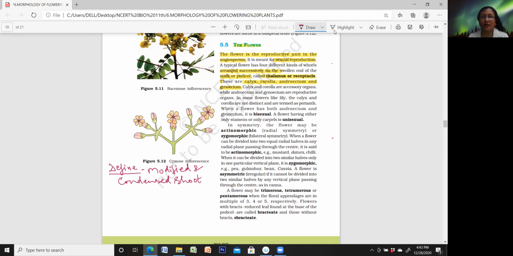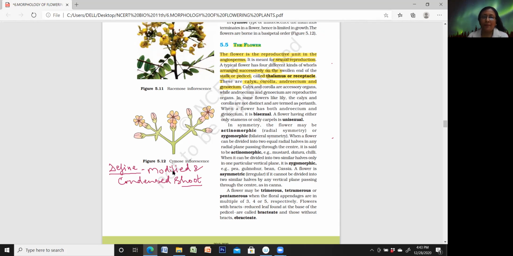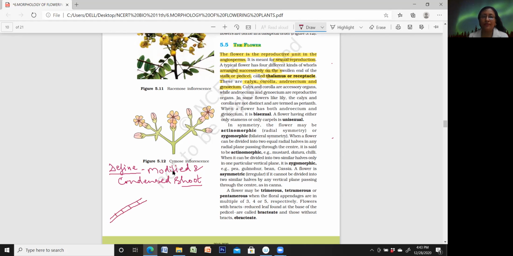Now, how come a flower is a modified and condensed shoot? Firstly, we have to understand why condensed, and secondly, why modified. But before that, you need to understand what a shoot is. In vegetative morphology, a shoot consists of the leafy part of the stem. Shoot is nothing but the leafy part of the stem. So basically, it's a stem, but it's a branch actually. It must be having nodes and internodes.